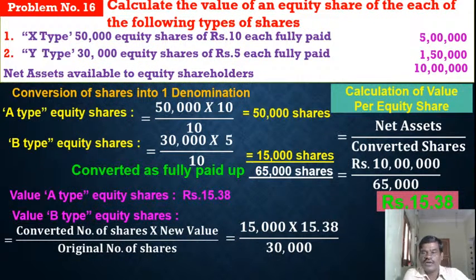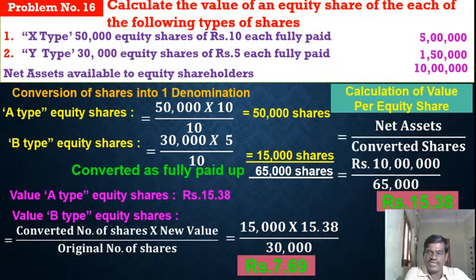What is the new value for B type? New value for B type equity shares. What is it? Rupees 7.69 paisa. Okay, what is the value per equity share in Y type or B type equity share? Rupees 7.69 paisa.